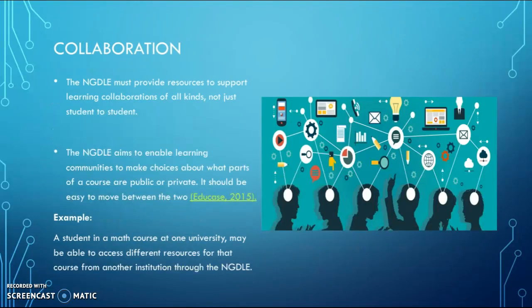Next, we look at collaboration. The NGDLE must provide resources to support learning collaborations of all kinds, not just student to student. So these collaborations may be interinstitutional, between different universities, between student and professor, or between students from other universities as well. The NGDLE aims to enable learning communities to make choices about what parts of a course are public or private. It should be easy to move between the two.